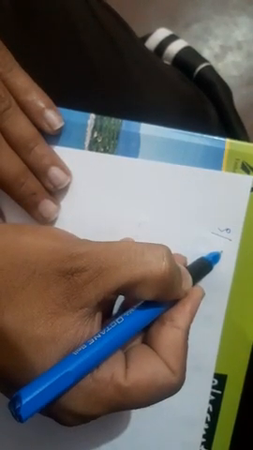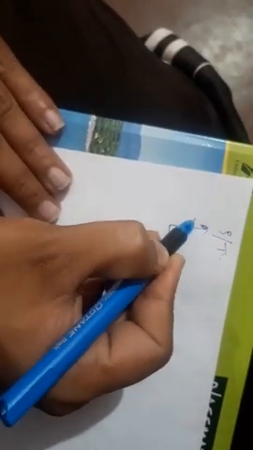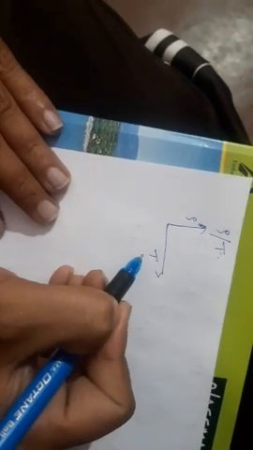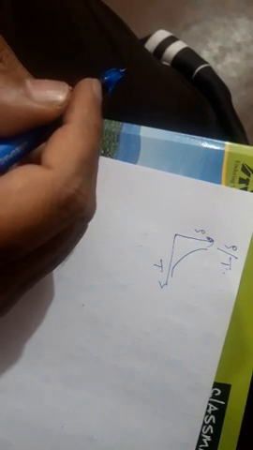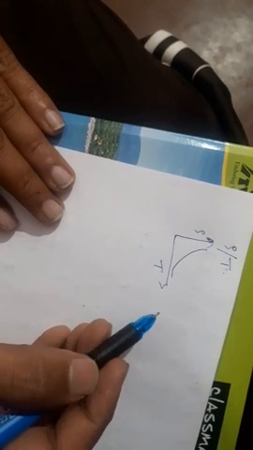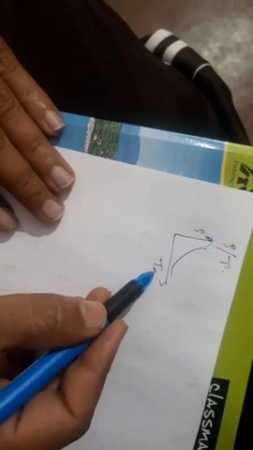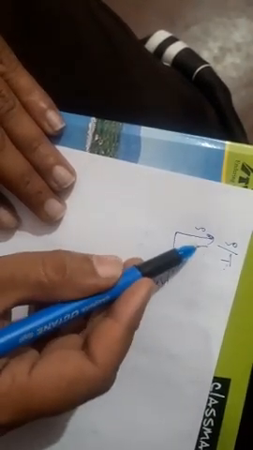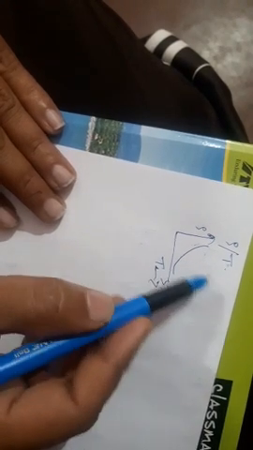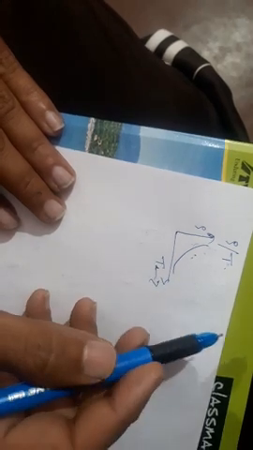And one more graph: draw the graph of resistivity versus temperature of a semiconductor. The resistivity is along the y direction and the temperature along the x direction. The curve goes in a downward direction. That means as the temperature increases, the resistivity decreases. These are the variations of resistivity and temperature graphs.